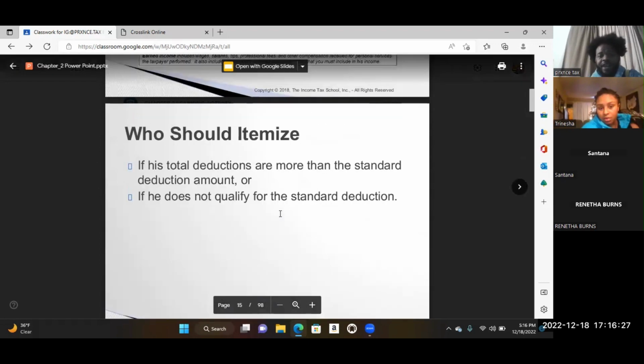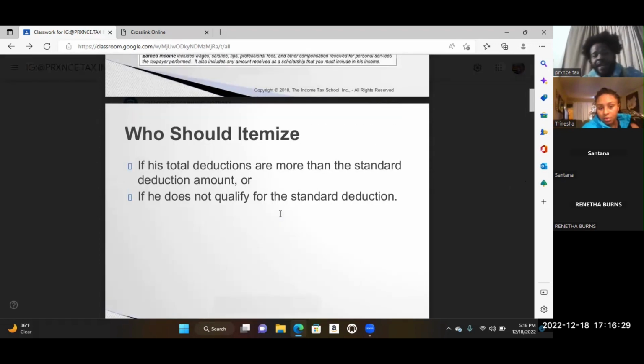All right, who should itemize? This is important. If their total deductions are more than the standard deduction amount, or if they do not qualify for the standard deduction. All right. So what they're stating here is, when you ask individuals for their medical bills, you ask for their college books. Let's see, what's one that's like everybody? Car tags.